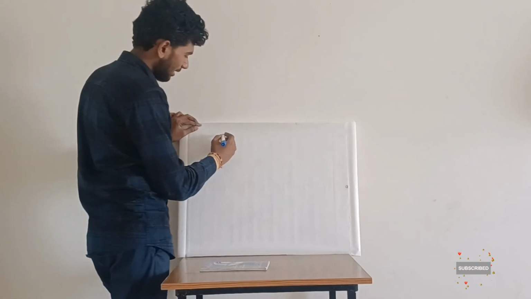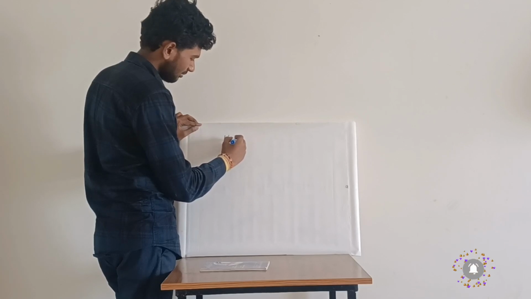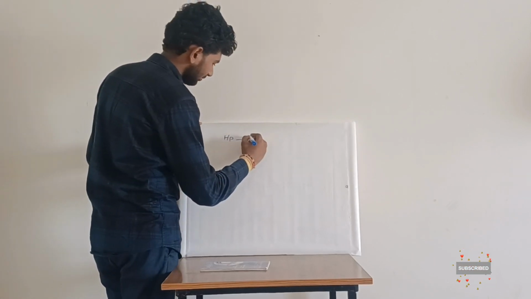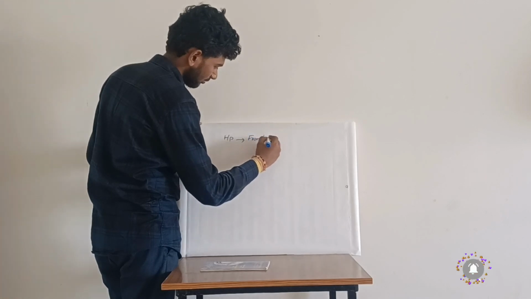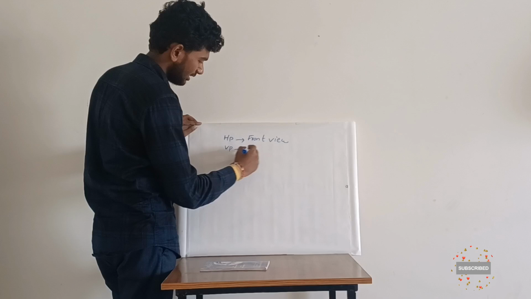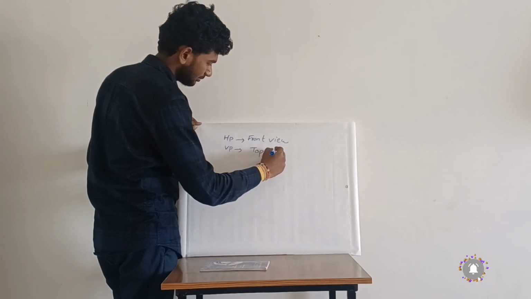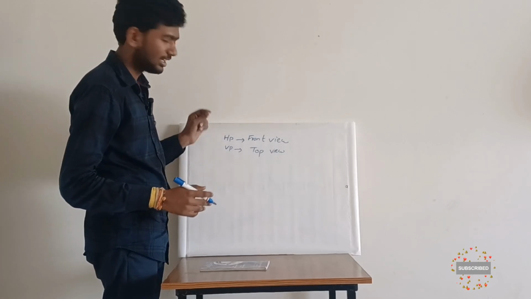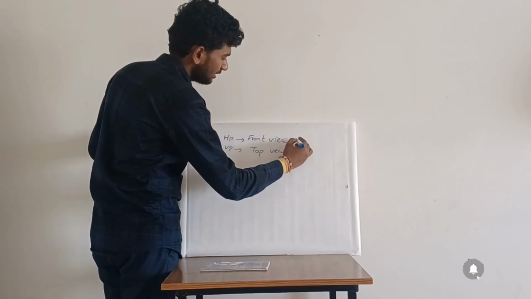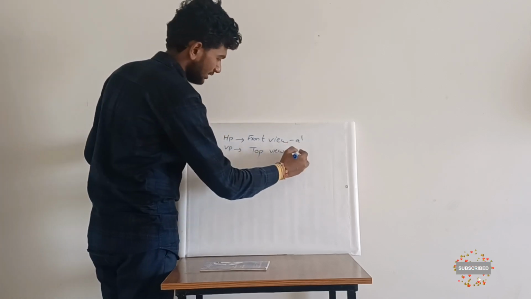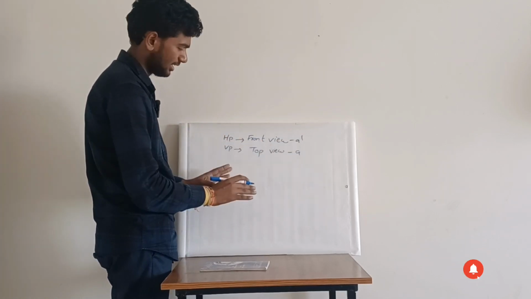First, if the point is located in the horizontal plane, then it will always be the front view. If the point is located in the vertical plane, it is always in the top view. Now let us consider the point A. If the point A is in the horizontal plane, always denote it with A dash. If the point is in the vertical plane, denote it with just A. There is nothing else, it is just A.